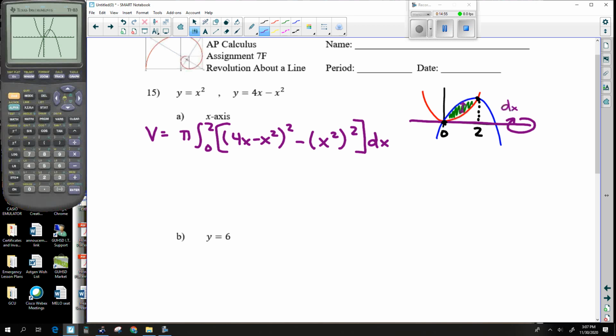All right, doing a little bit of math here. This is what? Positive x to the fourth minus 8x to the third plus 16x squared minus x to the fourth with the second bit. So x to the fourth drop, and that's what the equation is going to be. Negative 8x to the third plus 16x squared.